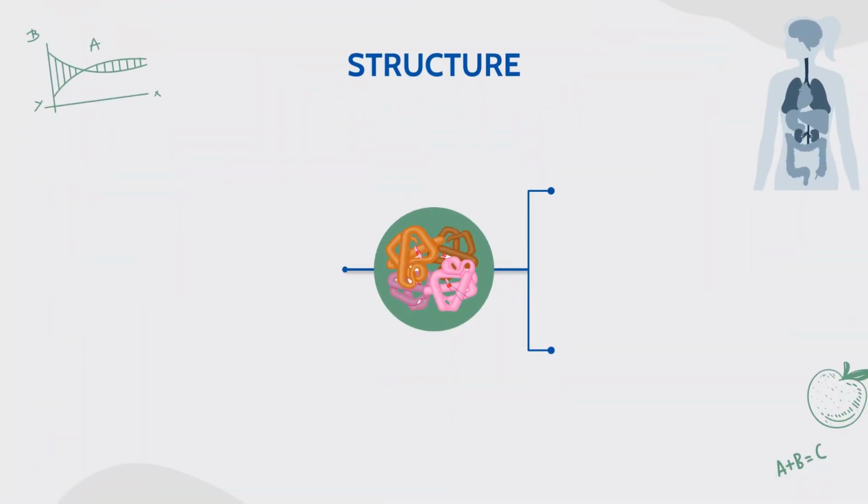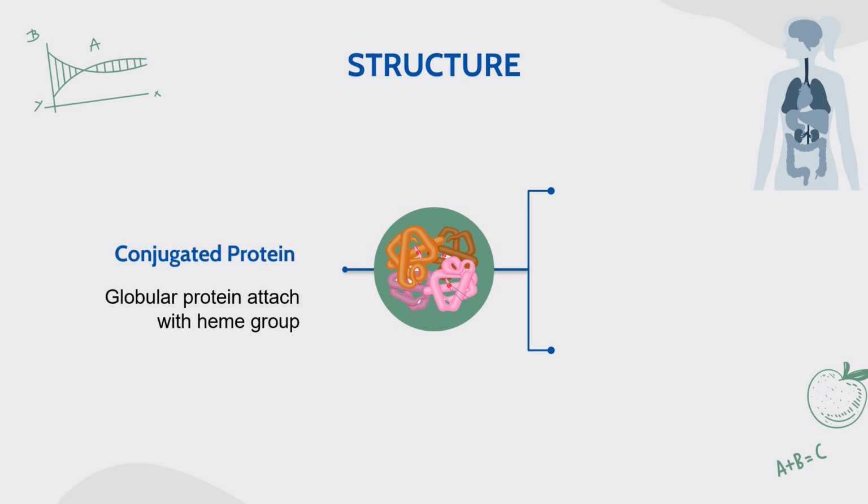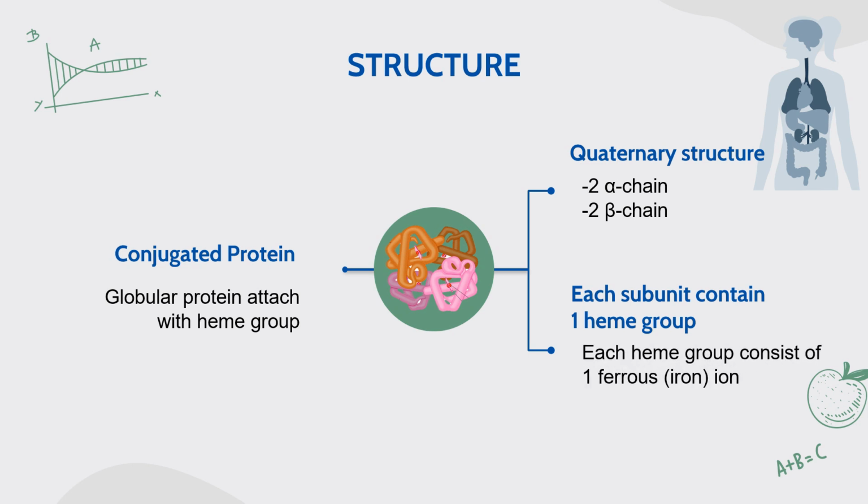So, moving on to the structure of hemoglobin. What makes hemoglobin so special is that hemoglobin is a conjugated protein, a globular protein made up of 4 polypeptide chains attached with heme group. Hemoglobin has the quaternary structure, which consists of 2 alpha chains and 2 beta chains. Each chain is attached with a heme group consisting of 1 ferrous ion.